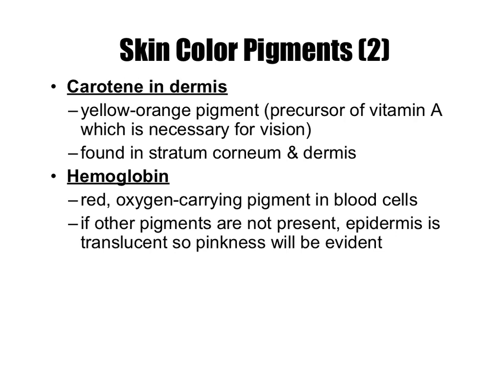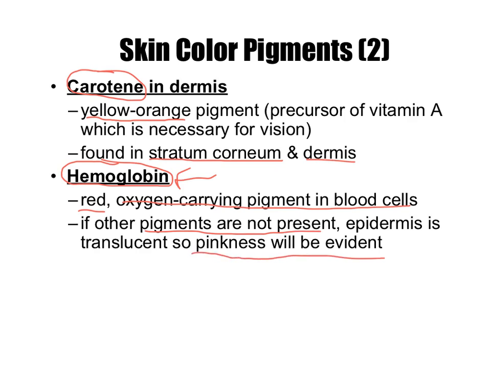And a couple other pigments do determine the tone or color of your skin. Carotene in the dermis gives you a yellowish, orangish pigment or color. It's found in the stratum corneum and the dermis. Will you need to know that? I would say probably not. Also, hemoglobin, the oxygen-carrying pigment found in blood cells. That's what gives you a reddish hue. So no matter who you are, you're definitely going to have hemoglobin. And in the absence of other pigments, a pinkness color will be evident.